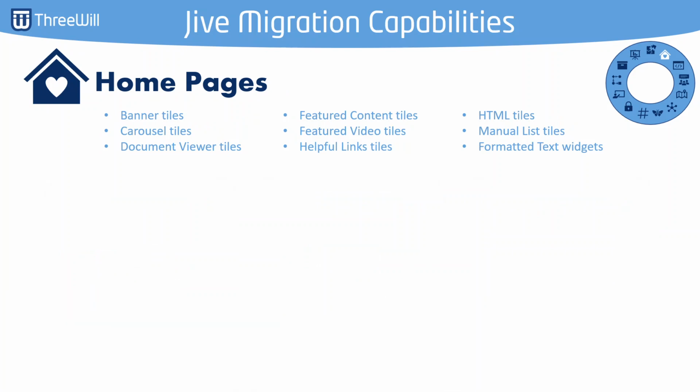In Jive, you have home pages or landing pages, and Jive allows up to 5 of those per place. We can migrate those to a SharePoint pages library. Currently, we can handle 9 different tiles or widgets. Those are components that live on a Jive home or landing page. We can migrate those to Microsoft 365.